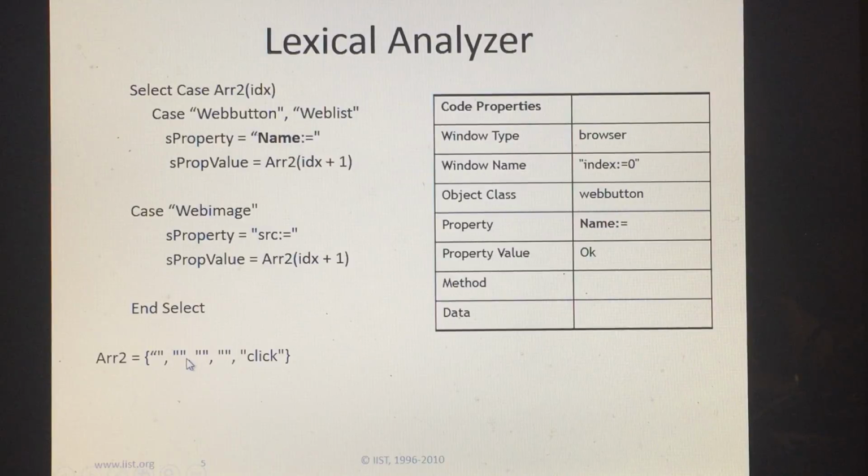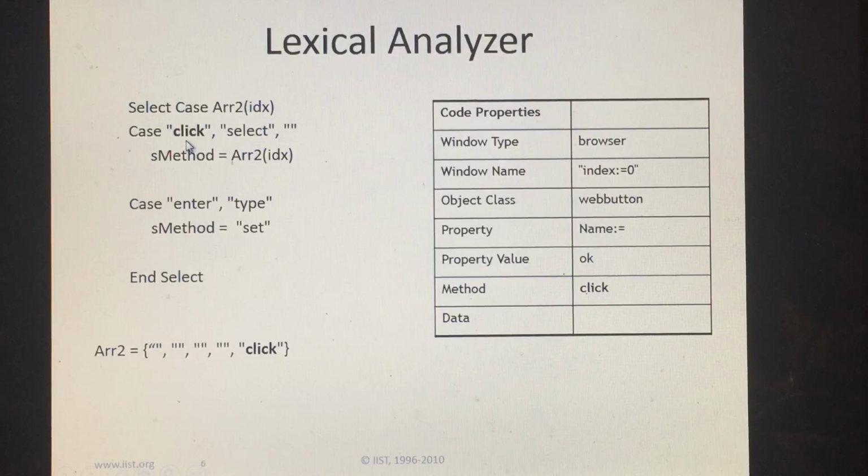Now we've basically blanked out those items in this array, and we're now looking to see if we can figure out what property we're going to use to identify these objects. So in this case, if it's a web button or a web list, generally developers are going to use the name property, and we'll put it in as name:= as part of the descriptive programming that we'll build in a moment. If it happened to be a web image, we would use src, the source, where we'd most likely find the match for the description of the object that we're looking for. So we now have the object class figured out.